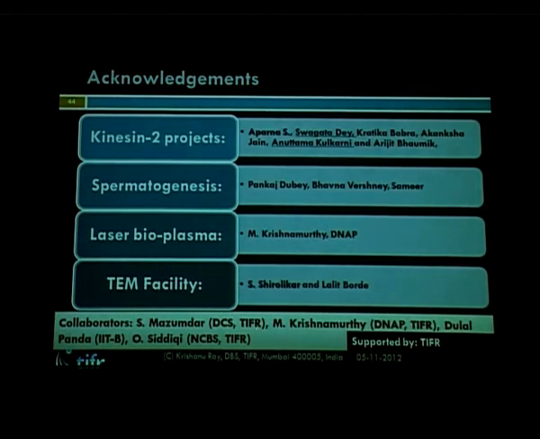And these are the other students whose work I didn't get a chance to talk about here today. I'll probably talk about it in a more appropriate situation.